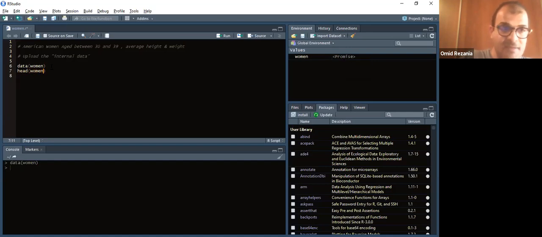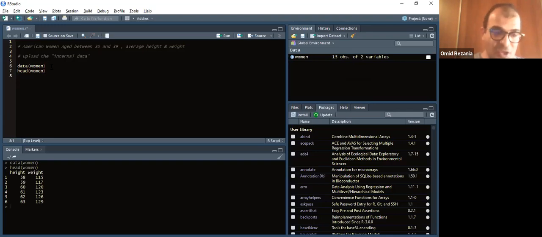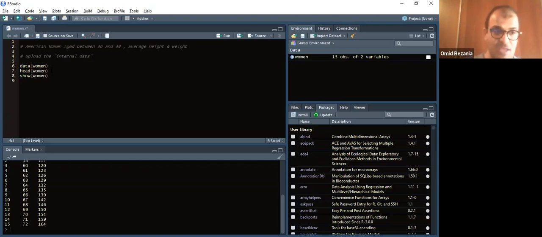Or you can just come here to say the head. You write women. If you click it, you will see that you get the 6 elements of that data sets. These are the things that we have seen, just to see what the data looks like. We have the first initial ones. You can show, for example, you can write show women. Then you have all 15 ones.